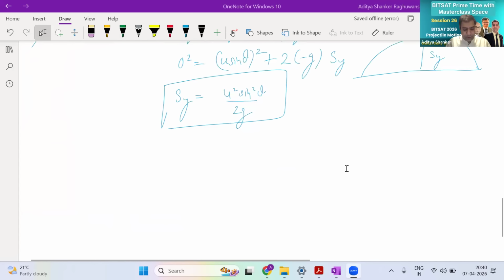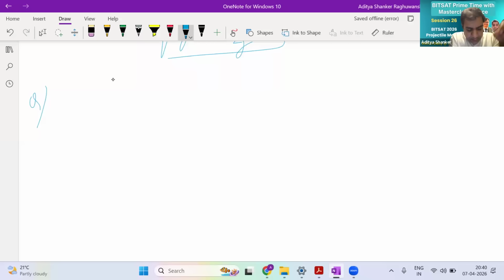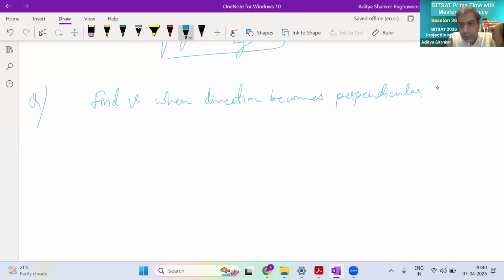Now we will do just simply one question and I will try to wind up this conceptual session. The question is, you have to find V when direction becomes perpendicular to initial velocity. This is a very, very good question. It tests your concept. Find V when direction becomes perpendicular to initial velocity.